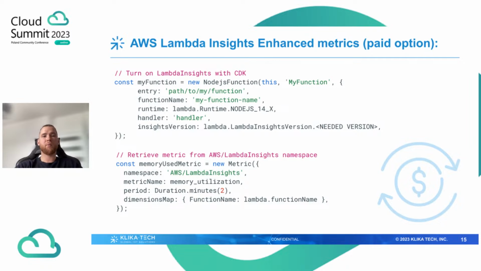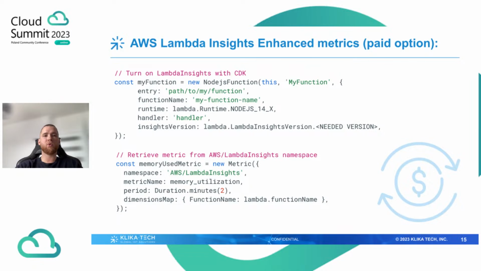Lambda Insights is a monitoring and troubleshooting solution for AWS Lambda that provides enhanced visibility of the performance of your serverless applications. Enhanced Metrics is a feature of Lambda Insights. It includes a range of additional metrics beyond the basic metrics provided by Amazon CloudWatch. The solution collects, aggregates, and summarizes system-level metrics including memory usage, CPU utilization, cold start, and network.